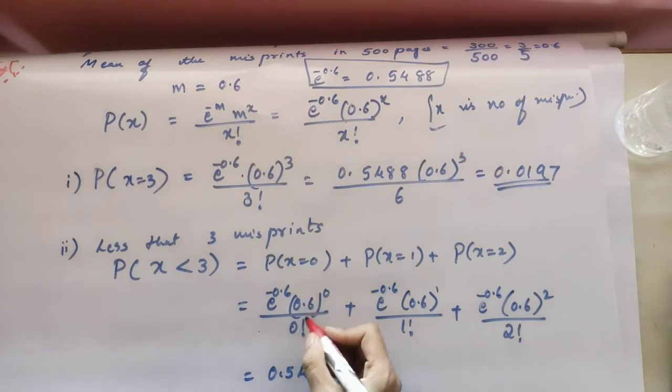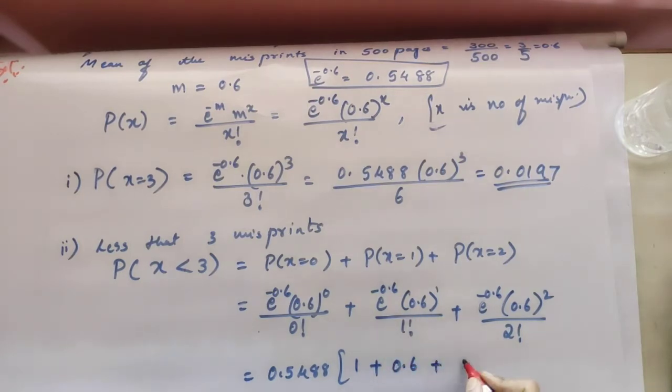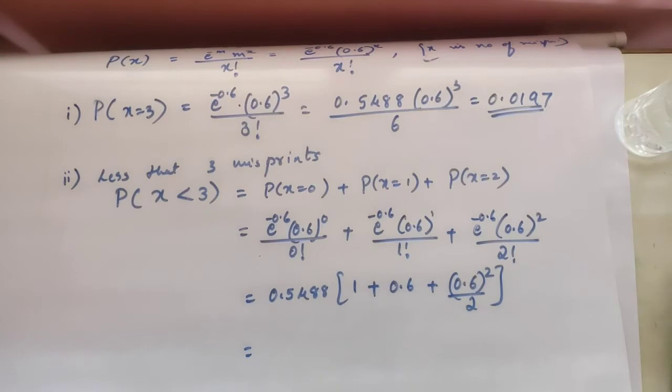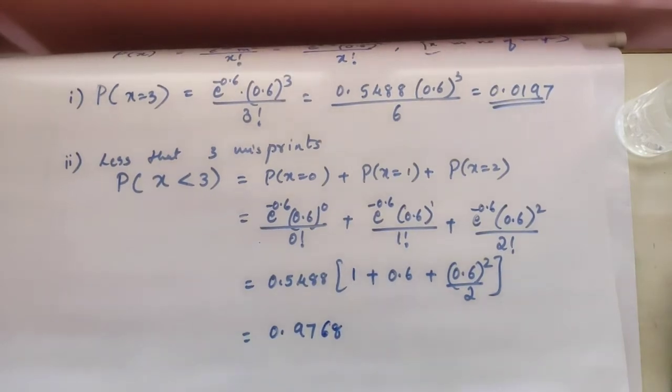This is 0.6 raised to 0, which is 1, divided by 0 factorial, which is also 1, plus 0.6, plus 0.6 whole square divided by 2. If you simplify this further in your calculator, it comes out to be, sorry, 0.4768. Okay, just evaluate in your calculator, you will get the answer.